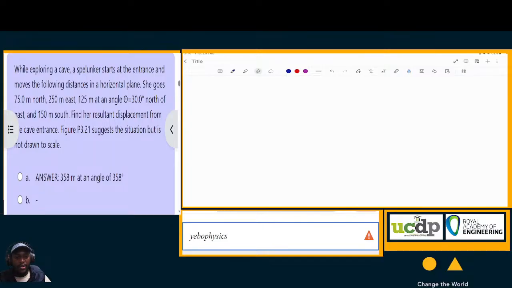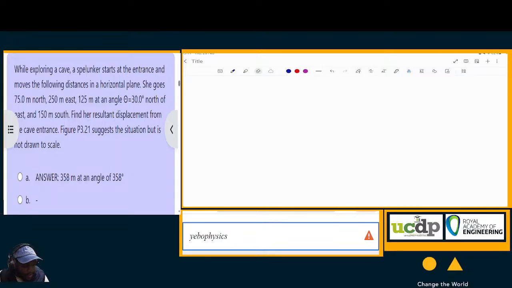I'm showing the first question, and it reads: while exploring a cave, a spelunker starts at the entrance and moves the following distances in a horizontal plane. She goes 75 meters north, 250 meters east, 125 meters at an angle of 30 degrees north of east, and 150 meters south. Find her resultant displacement from the entrance of the cave. The figure is not shown, but we're going to draw it.